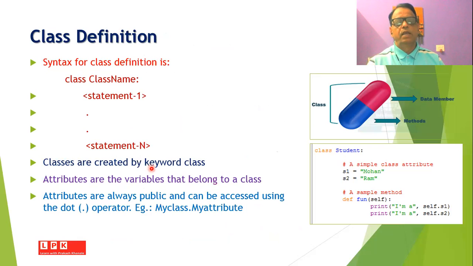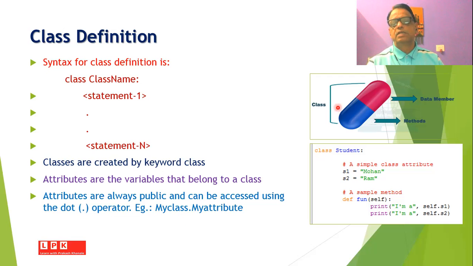Classes are created by the keyword class, and a class can have attributes, which are the variables that belong to the class. Attributes in Python are always public. In C++, we know that we have several access specifiers. But in Python, all the attributes are public and they can be accessed by using the dot operator. For example, if you have myclass and myattribute, it can be accessed by writing the statement myclass.myattribute.